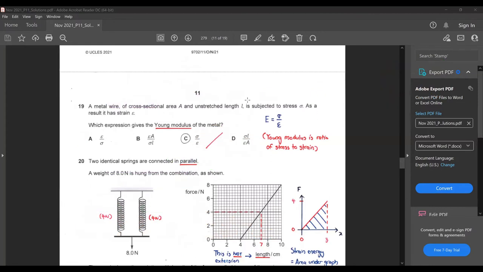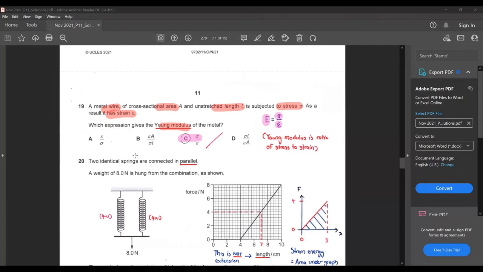All right, now a metal wire of cross-sectional area A and unstretched length L is subjected to stress sigma. As a result, it has a strain of epsilon. Which expression gives you the Young modulus of the metal? So this one is something like a bonus question. I mean, Young's modulus is just the ratio of stress to strain. So the answer is C. Nothing to it. Okay, so this one is fine.